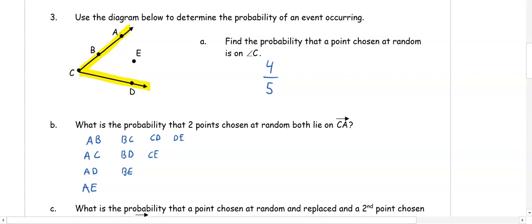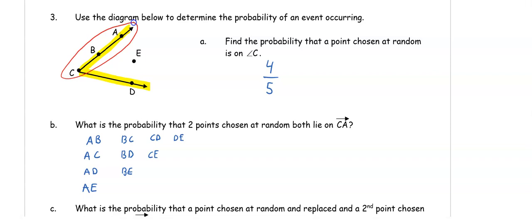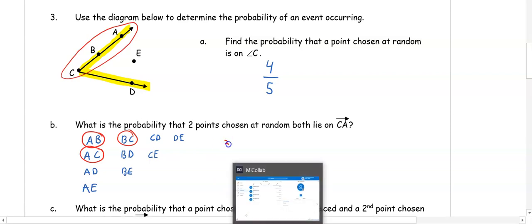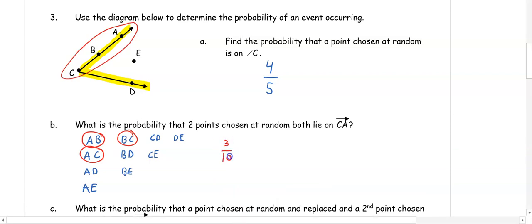Which points lie on ray CA? So CA has 3 letters, A, B, and C. So any of those 2 as a combination would be a winner in this case. So we have AB, AC, BC, and that's it. So we would have 3 out of 10.